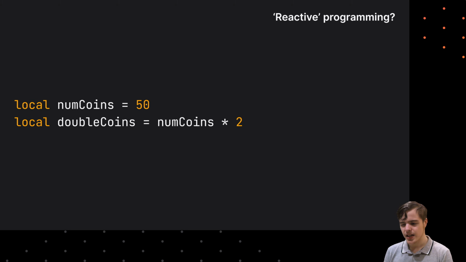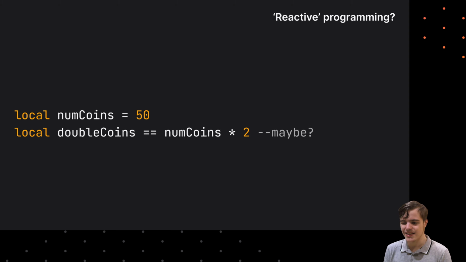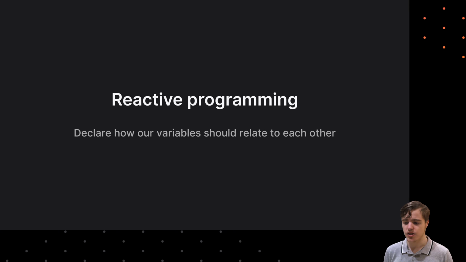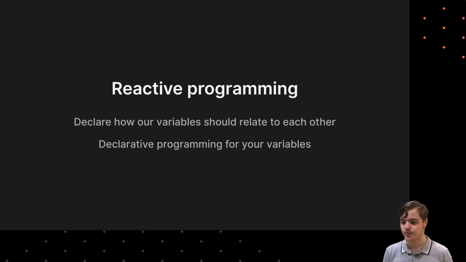So instead of setting double coins to be numCoins times 2, wouldn't it be nice if we could say double coins is numCoins times 2? Or in some sense, double coins will always be double the number of coins. Well, this is what reactive programming is all about. Instead of worrying about how and when our variables should change, we can just declare how our variables should relate to each other. In other words, it's declarative programming for your variables.